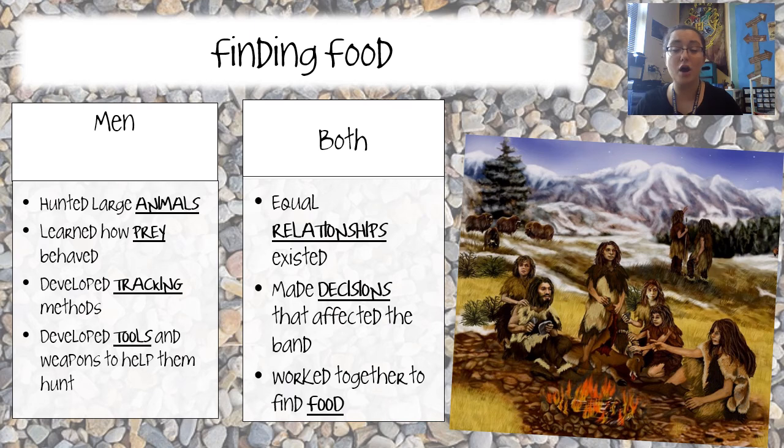We don't see art or other artifacts left behind that shows that one group was treated with more or less respect. Because everybody had to rely on everyone else to survive, they made decisions that affected the band together, and they worked together to find food, but also played to their individual strengths.